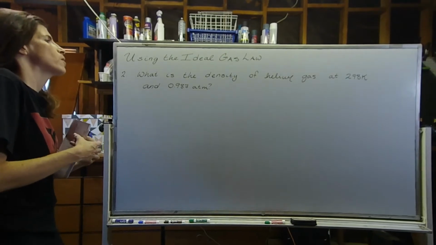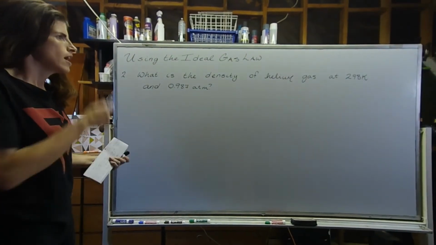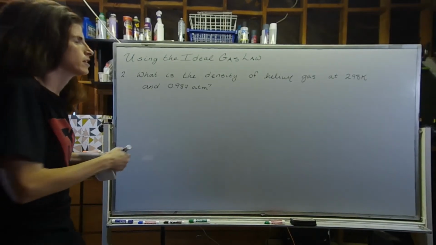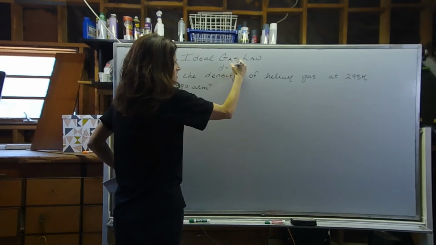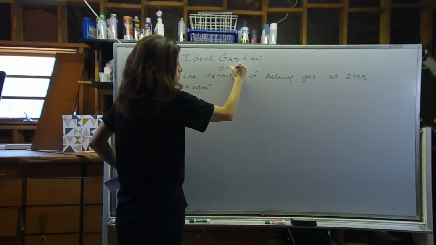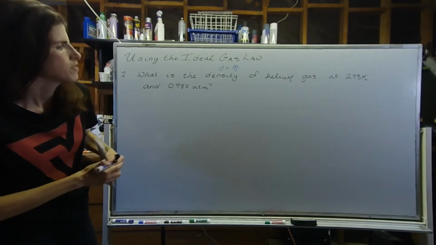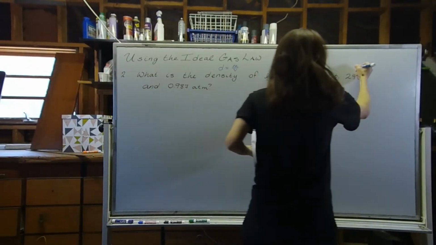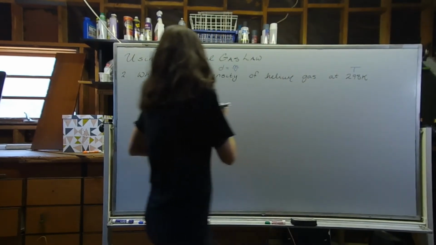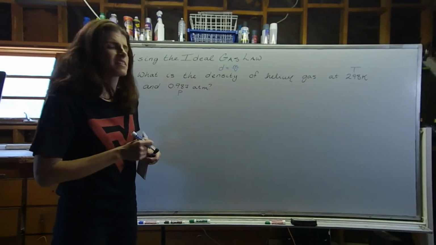So in this problem, we're asked to solve for the density of helium gas. And so I'm thinking density, and this is one formula everyone will remember forever. Density equals mass over volume. So we need a mass and we need a volume. They gave us a temperature and they gave us a pressure. The other thing they told us is that it's helium gas.